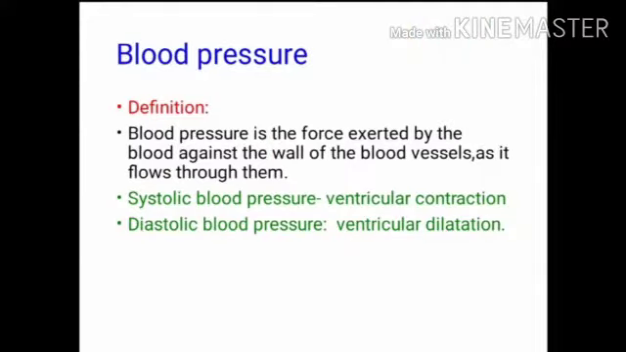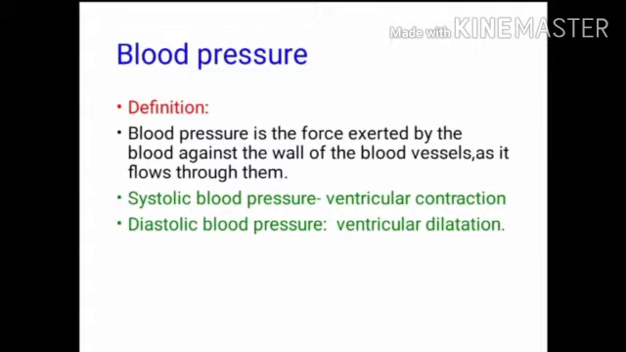What is blood pressure? First, the definition: blood pressure is the force exerted by the blood against the wall of blood vessels as it flows through them. In that, normal blood pressure is 120 by 80 mm of Hg. First, systolic blood pressure: when the ventricles contract, it makes pressure over the wall, and that pressure is called the systolic blood pressure.